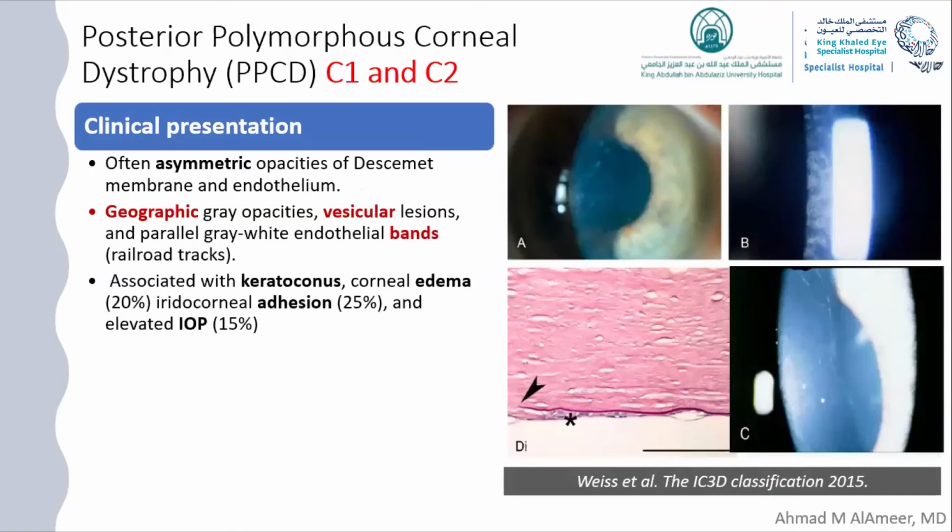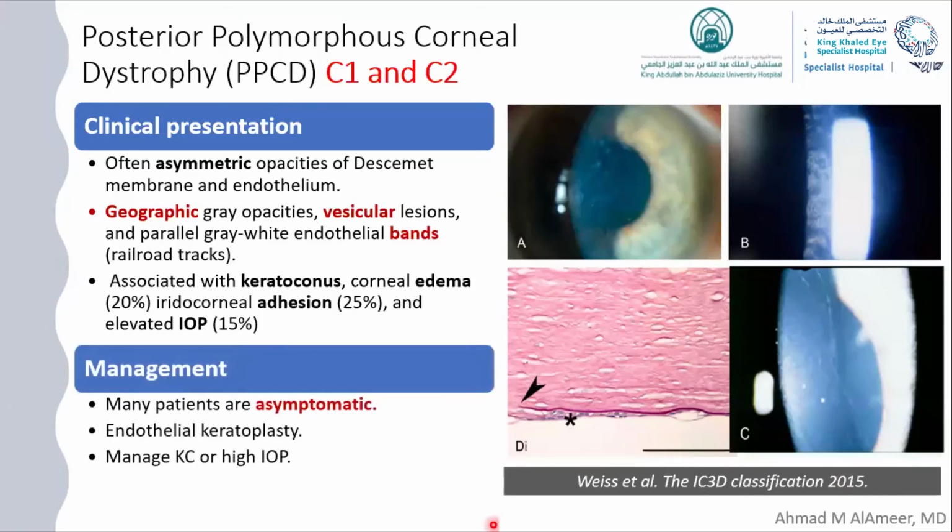It's often asymmetric opacities and can present as a unilateral disease. They present with geographic gray opacities or vesicular opacities, and some patients have a railroad track sign with endothelial bands. They all present in the endothelial layer. It's associated with keratoconus, corneal edema in 20% of cases, iridocorneal adhesions in 25% of cases, and high intraocular pressure in 15% of cases.